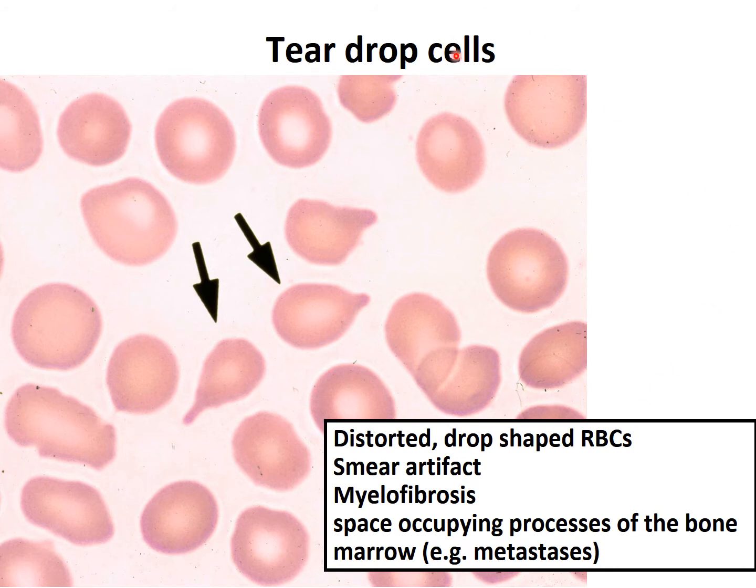Teardrop cells look like a teardrop. Sometimes that is artificial. It can be due to myelofibrosis or any space-occupying process that usually occupies the bone marrow, for example, metastasis, and so on. So this is a teardrop cell. Again, there is more chance it will be destroyed in the spleen or in the periphery.